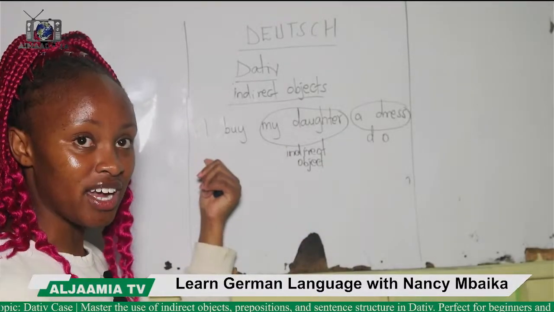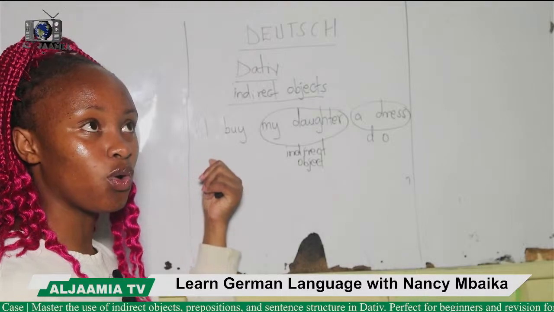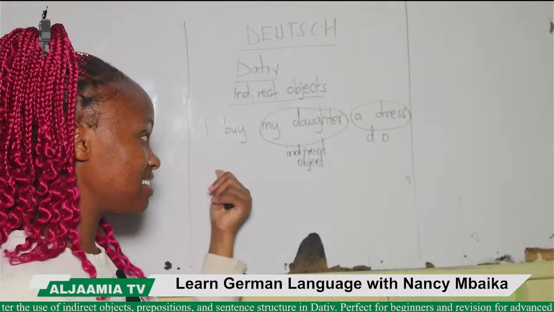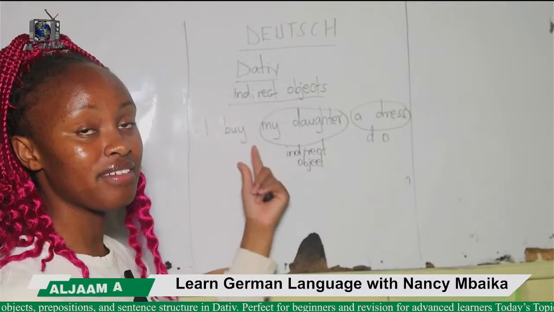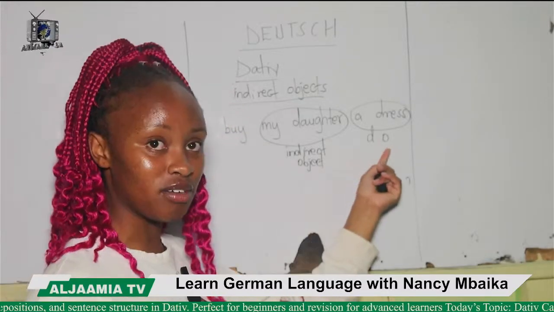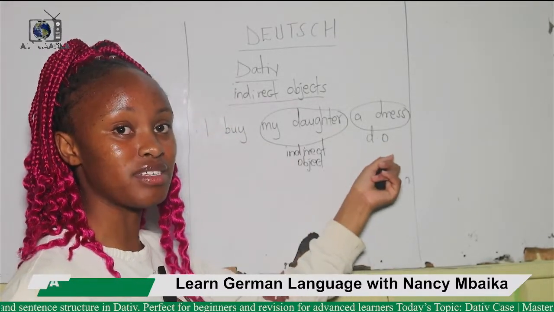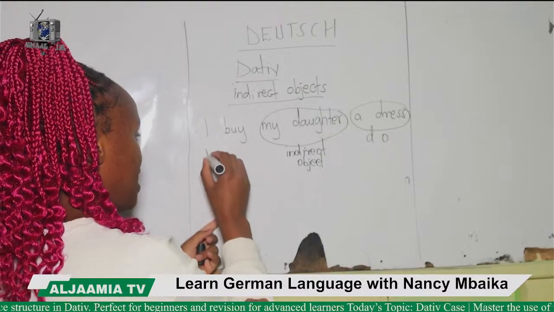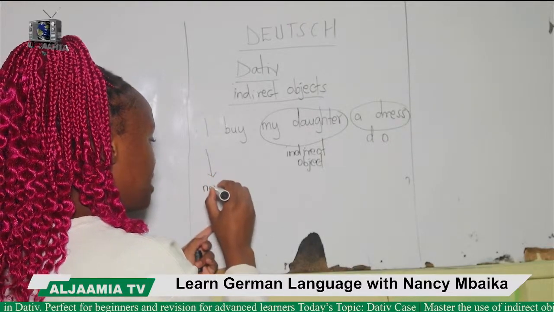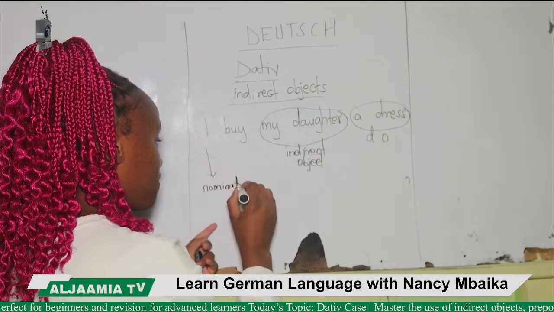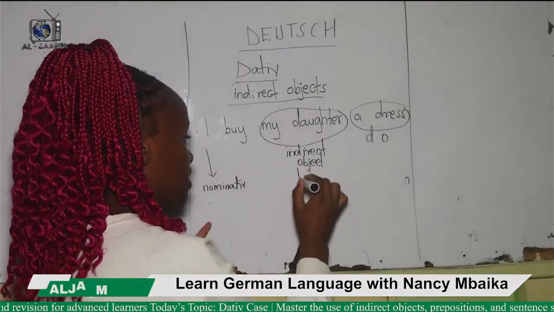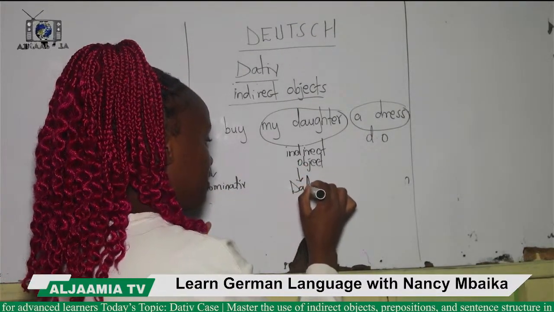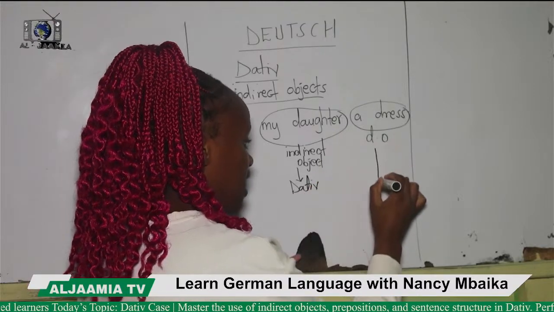So we have here subject, indirect object, and a direct object. So the subject always takes the nominative case. The indirect object will now take the dative case, and then the direct object, which is the dress, is going to take the accusative case. Let me just write it. So this one, nominative case. Let me just write nominative, dative, and then accusative.